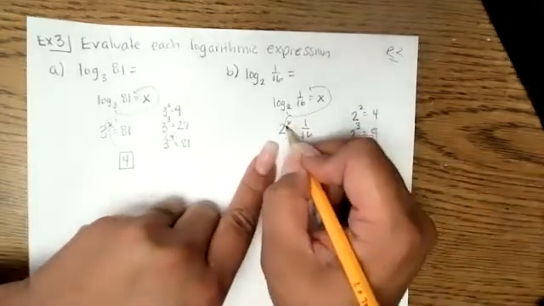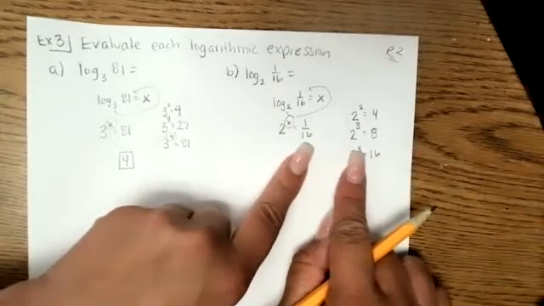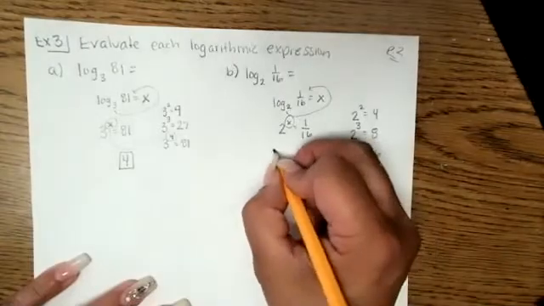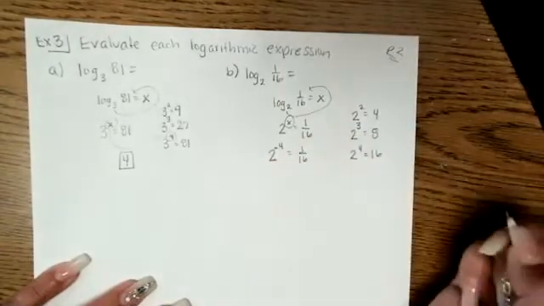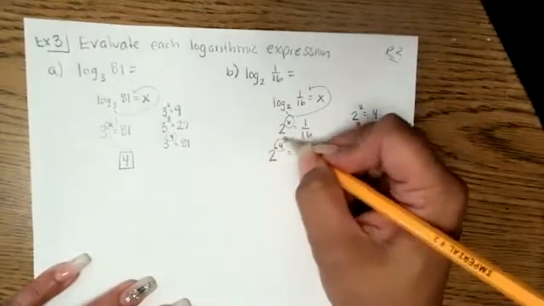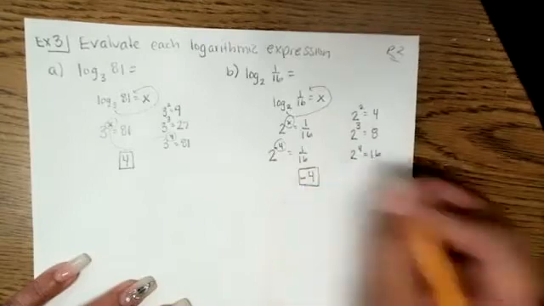So right here, the x, if I make that a 4, I'll get the 16, but I want it to be a denominator, so it has to be a negative 4. 2 to the negative 4 power equals 1 over 16. Therefore, x must equal negative 4. So your final answer here is a negative 4.